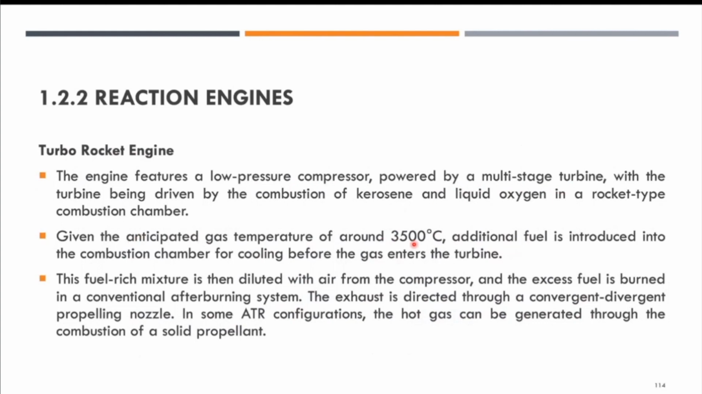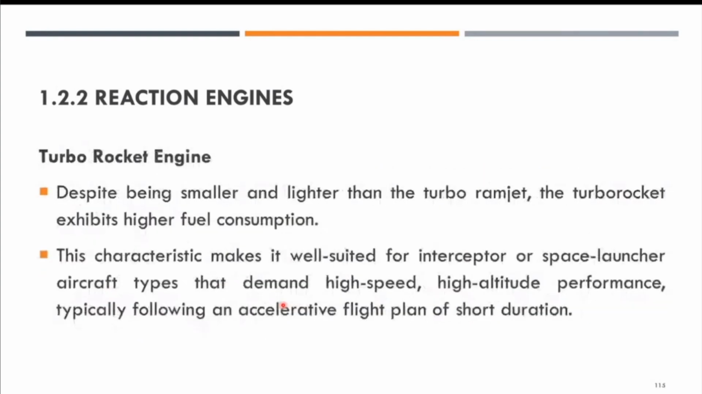Normally, the temperature is around 3,500 degrees Celsius, which is very high. The fuel mix is then diluted with air from the compressor, and the excess fuel is burned in a conventional afterburning system, right? Despite being smaller and lighter than a turbo ramjet, turbo rocket exhibit higher fuel consumption. So more fuel being used in this turbo rocket engine.